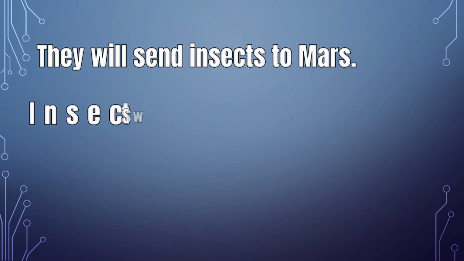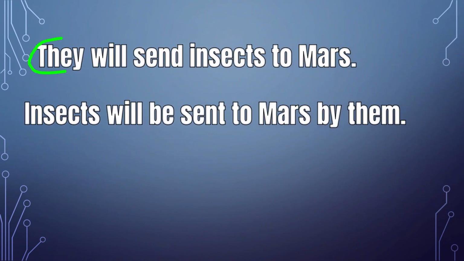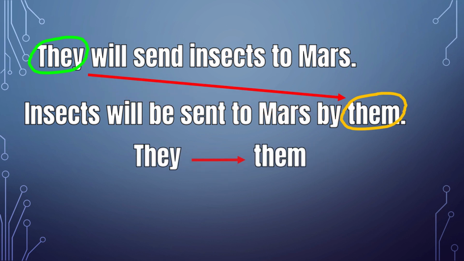Normally we don't mention an agent when it's not important. In case it's necessary, we turn they into them. They will send insects to Mars. Insects will be sent to Mars by them.